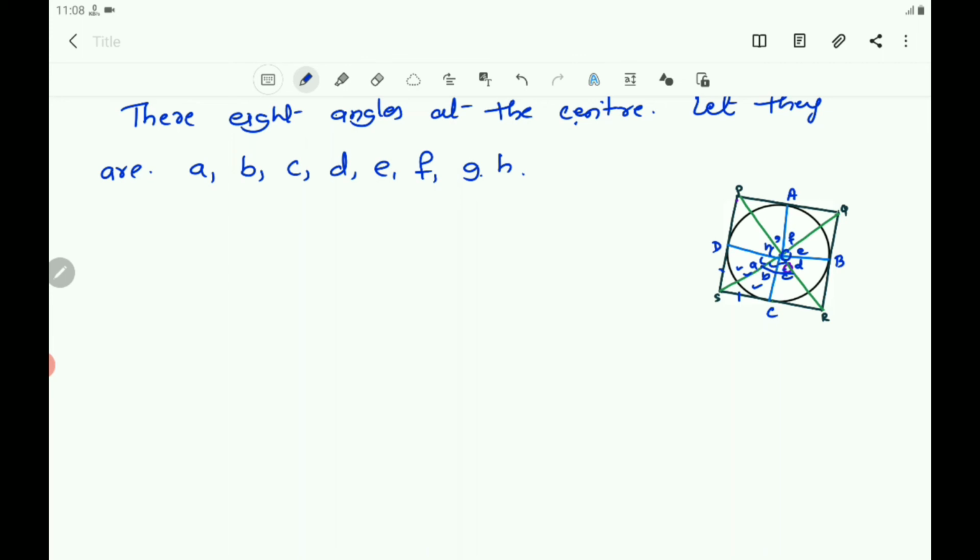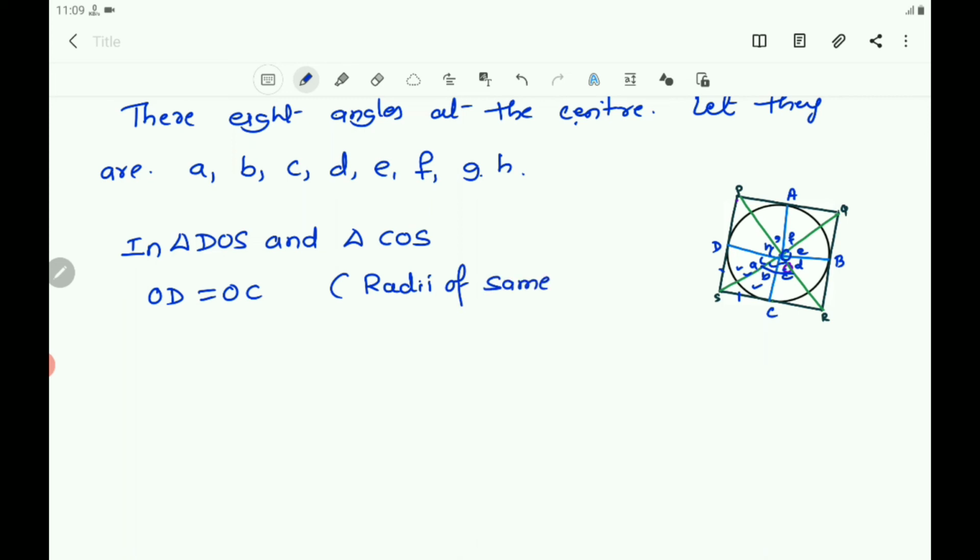Write the names of the triangles: triangle DOS and triangle COS. OD is equal to OC. Reason? You can write, radii of the same circle. And you can write DS is equal to CS.